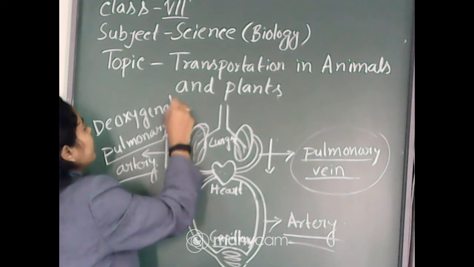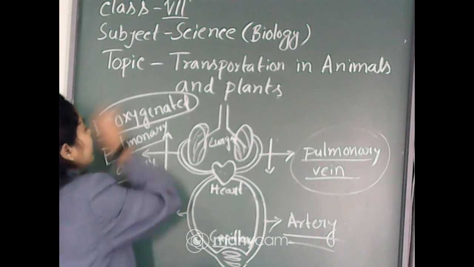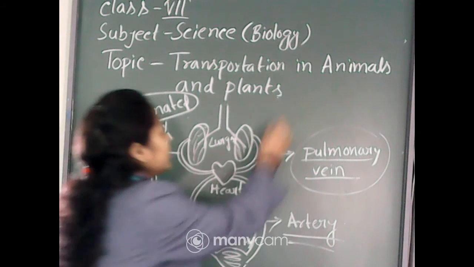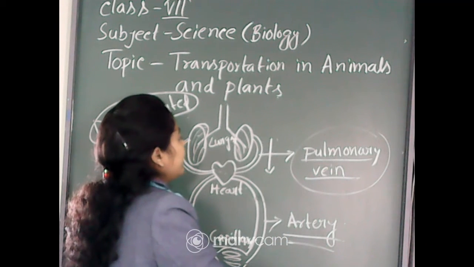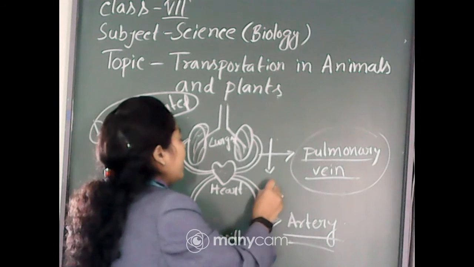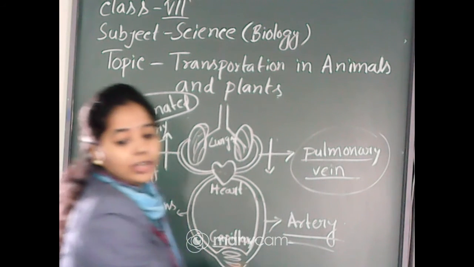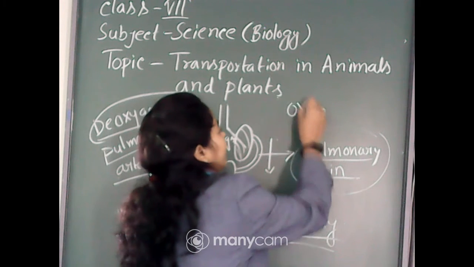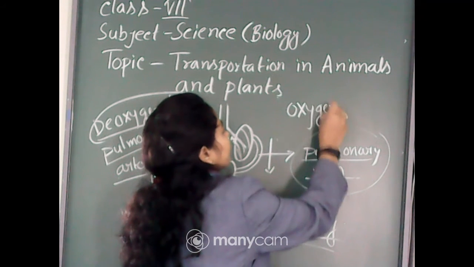Deoxygenated blood. But here the direction is downward, you can see. Here from the lungs to the heart, then from the heart to all body parts, means here it is oxygenated blood. Okay?